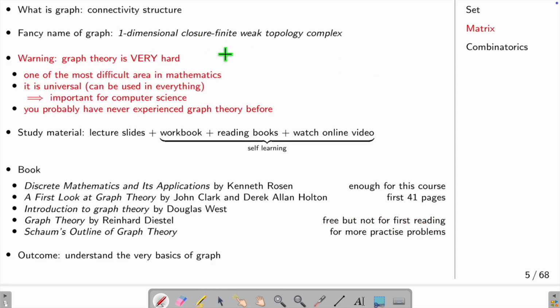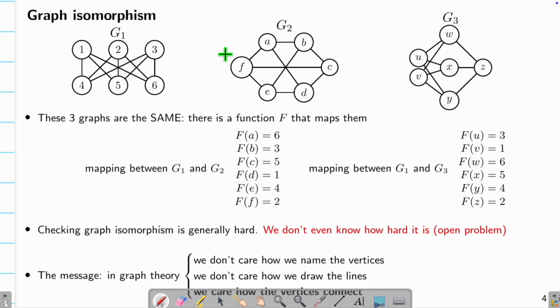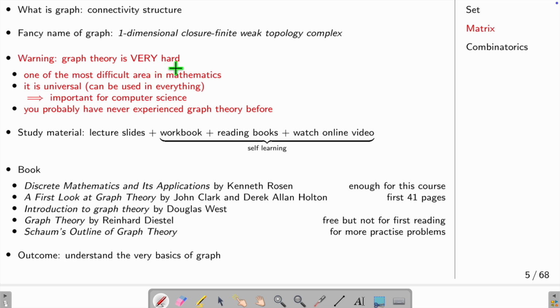So this is just a fancy name. What you need to know is what a graph is. A graph has three things: G, V, E. And just a warning, graph is very hard. But I said no panic. We are just touching the basics. My job is to let you understand what a graph is, and that's it. Let's start.